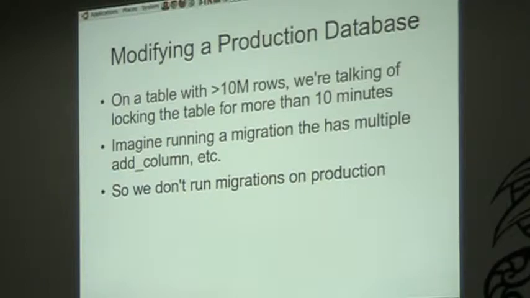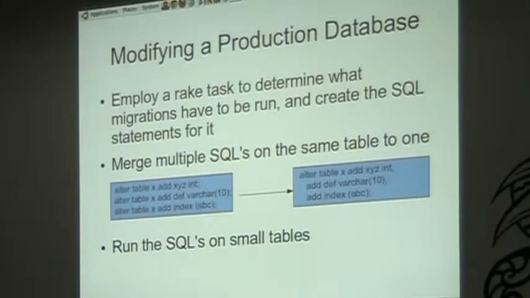What we have is a rake task. On the deployment machine, we make sure we run the migrations, and then we have a rake task that compares the run migrations on the deployment machine and on production, and then it creates the SQLs that need to be run on the production database, as if you actually ran the migration, and that includes inserting the version number into schema_migrations.